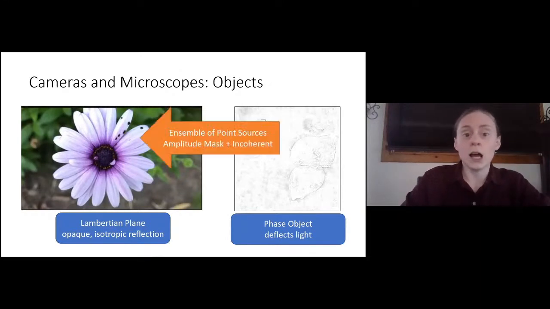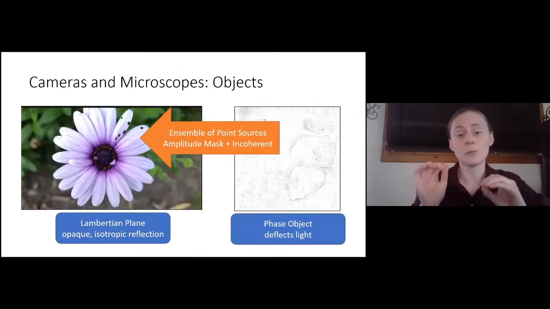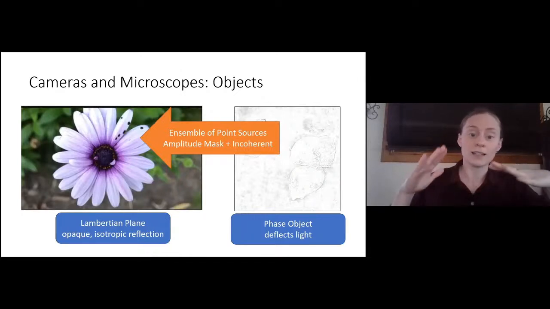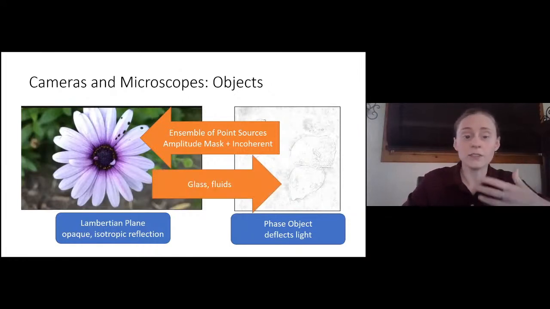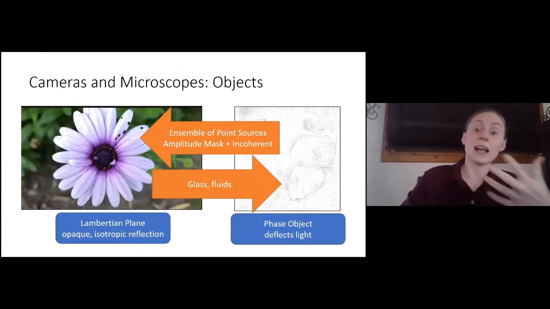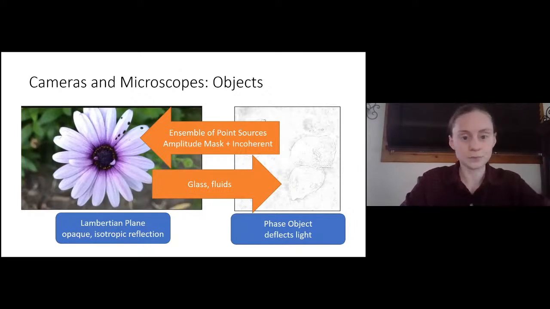So, for example, someone from a microscopy background might think of the photographic scene as a dense collection of point sources or an amplitude mask that's illuminated by an incoherent source. Likewise, photographers can think of phase images as photos of glass objects or fluid surfaces.